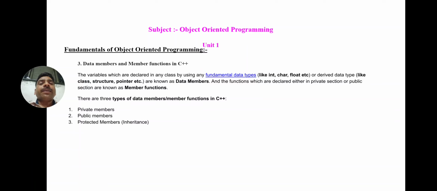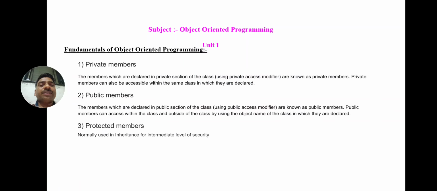Okay, then there are three types of data members or member functions in C++. First one, private members, then public members, and third one, protected members, which particularly work inside inheritance. Also you can say these are nothing but the access specifiers. According to these access specifiers, you can provide security for particular data.